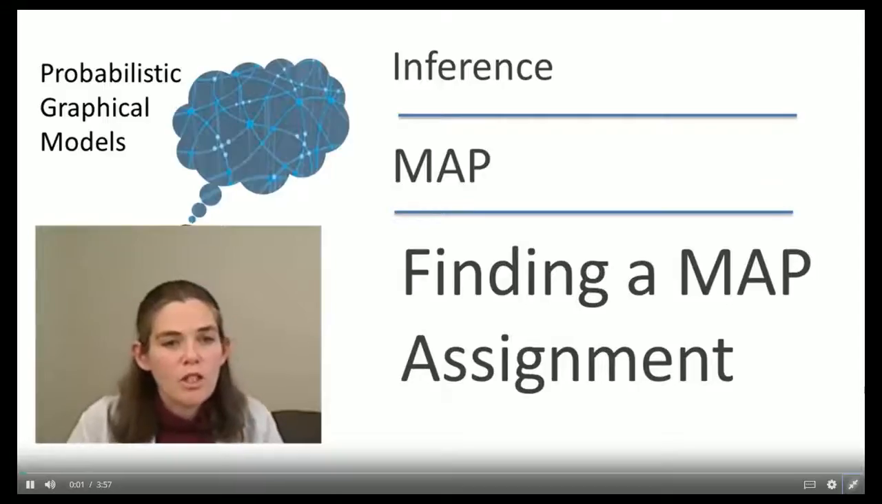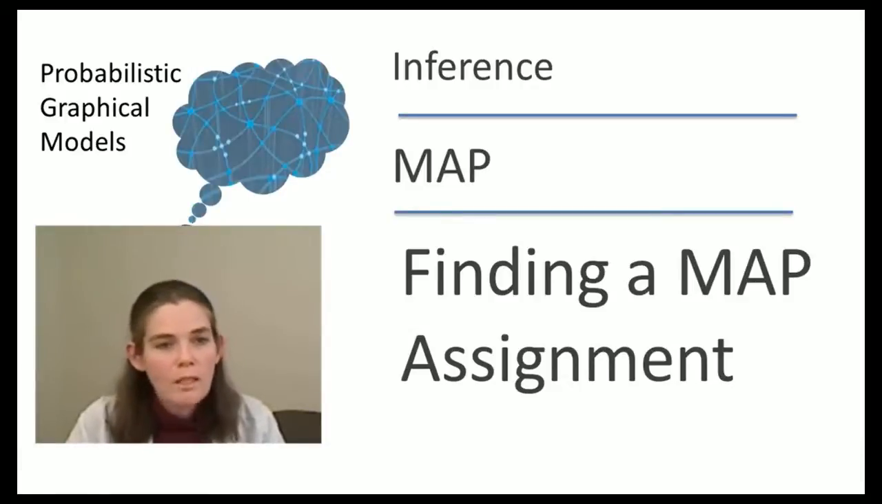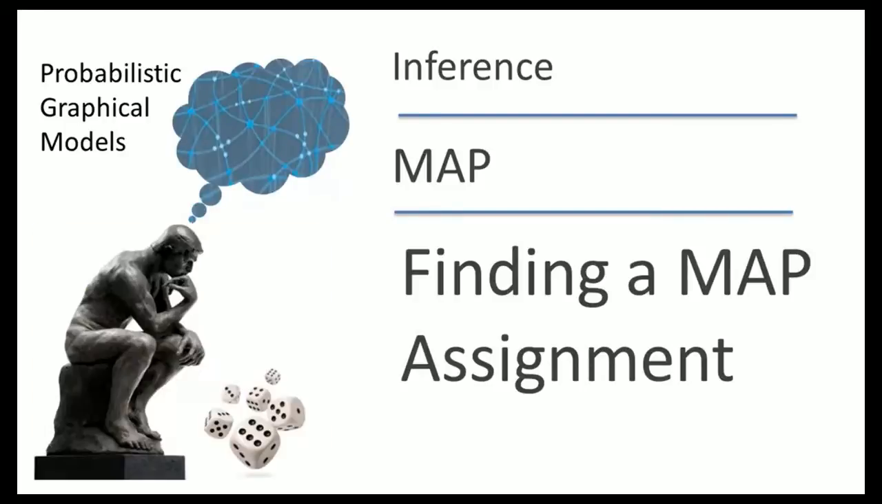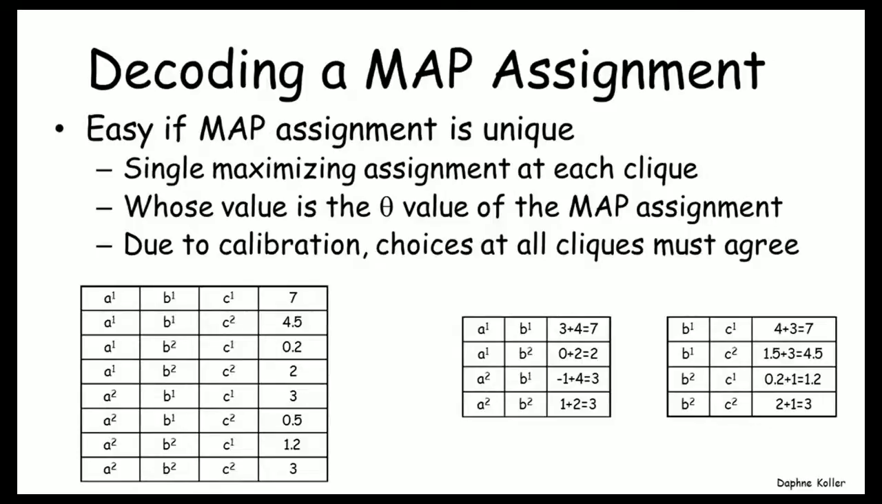We previously showed a clique tree algorithm for performing max sum message passing, but we didn't talk about how one can take the output of that algorithm and construct an actual MAP assignment. We just showed how we can get max marginals. So how do we compute a MAP assignment? Well, it turns out that this task is easy, as our examples already indicated, if the MAP assignment is unique. Because at that point, we have a single maximizing assignment at each clique. And we've already seen that the value of that maximizing assignment is the theta value of the MAP assignment.